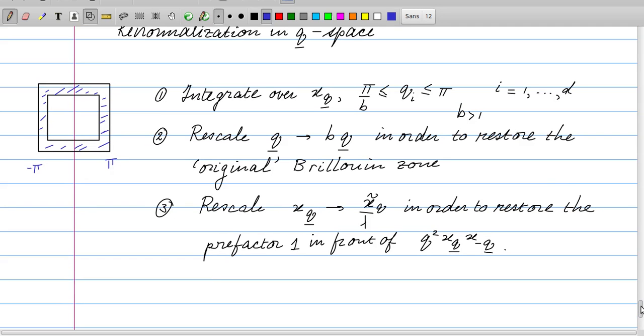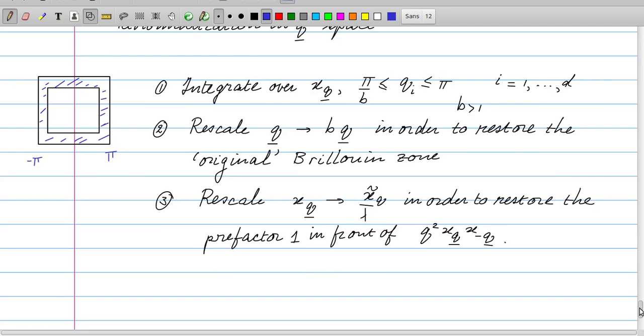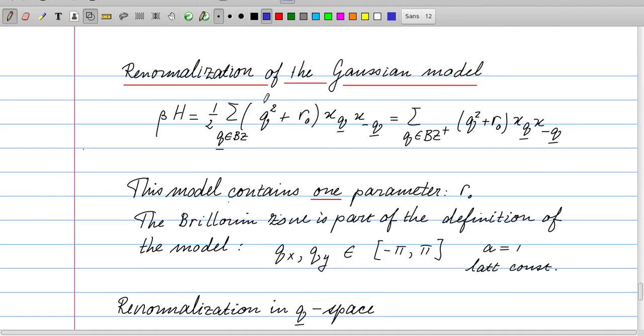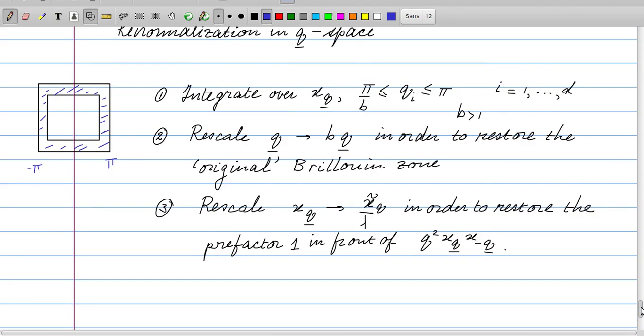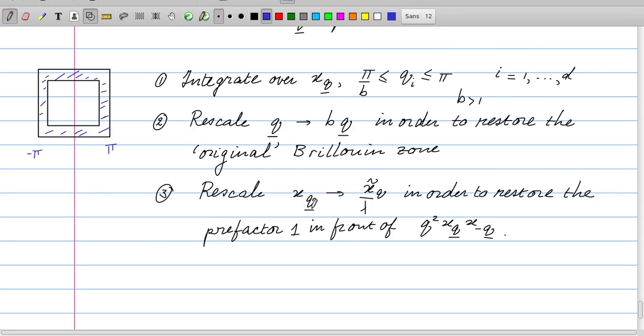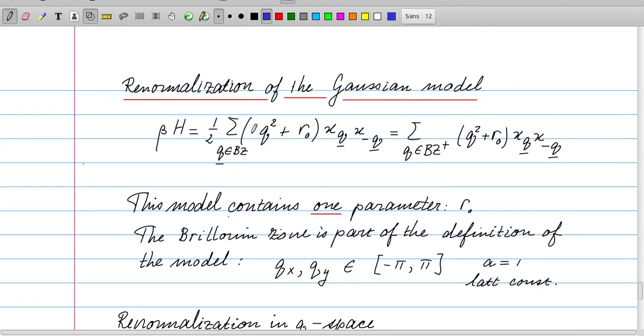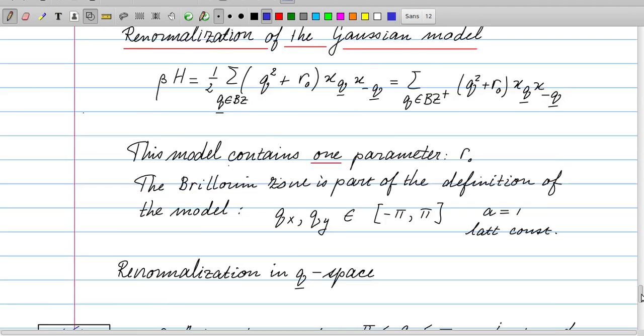Then there is a final step. When we rescale the q, then we anticipate that this term q squared will get a different prefactor because it's rescaled. And we want to restore the prefactor of 1/2, and we have seen already how to do that. We rescale the xq, just the integration variable, which doesn't change the physics of the model. So we introduce a new integration variable x tilde, and that causes us to restore the prefactor 1, apart from the 1/2. So here is the 1. That is restored by this transformation.